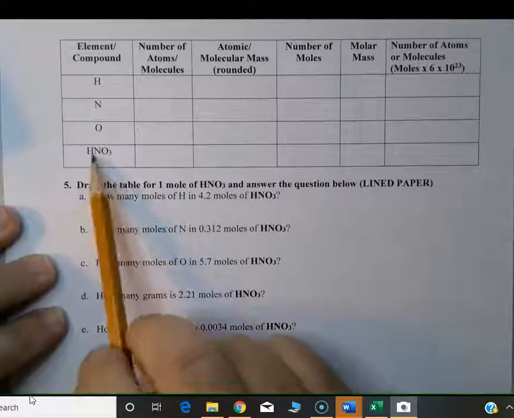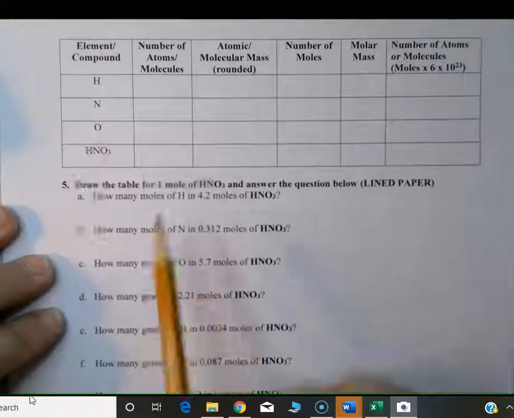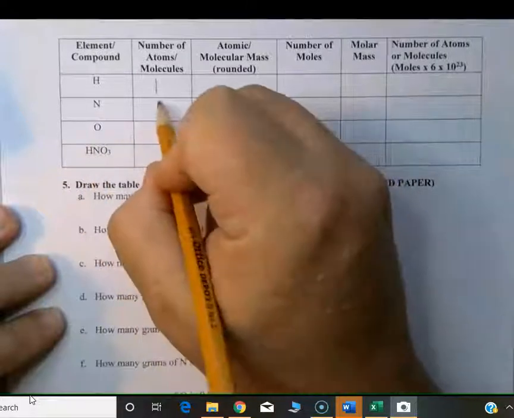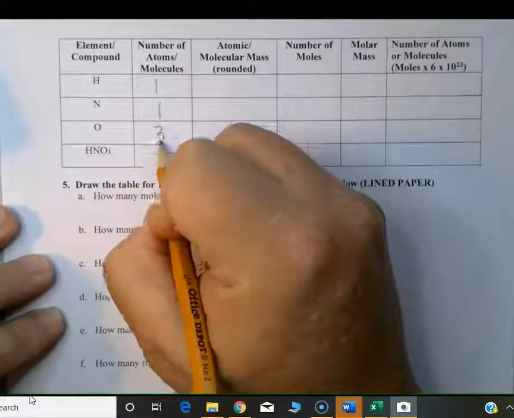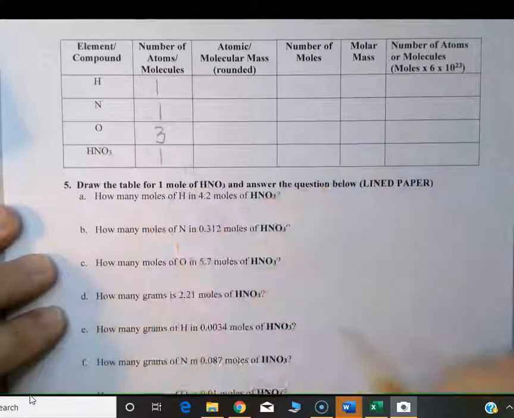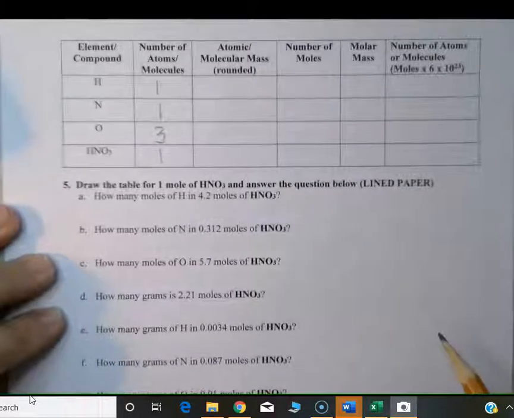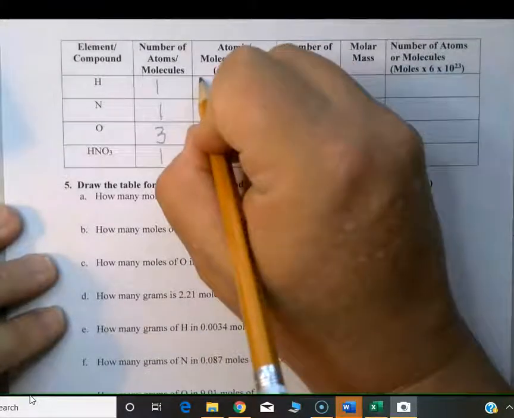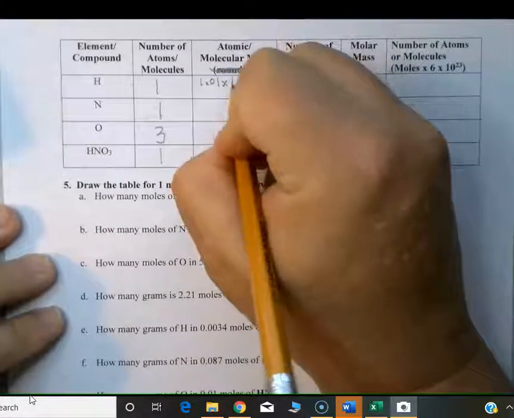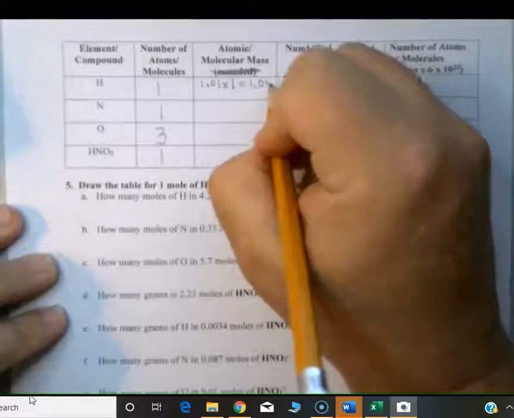All right, so we have HNO3, nitric acid. We have one hydrogen atom, one nitrogen, and three oxygen, and this 1 plus this 1 plus this 3 get together to form one covalently bonded molecule of nitric acid. Okay, so atomic mass. 1.01, we're not rounding it again, times 1 equals 1.01 AMU.